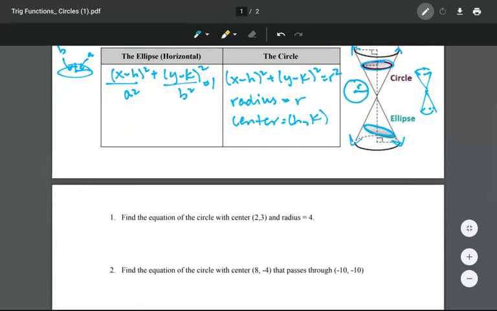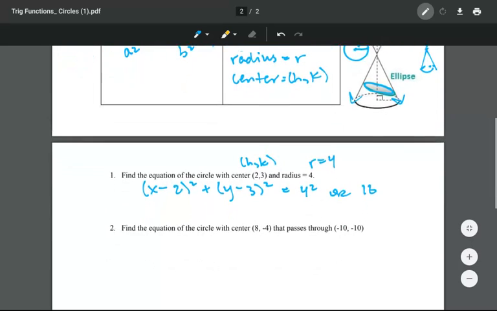In this first example, we want to find the equation of the circle with center 2, 3. This is my h comma k. And radius 4, so r is equal to 4. So as I'm putting this together in my equation, it's (x minus 2) squared plus (y minus 3) squared is equal to 4 squared. You could write 4 squared there, or you could write 16. And that's all we need to do for that equation.